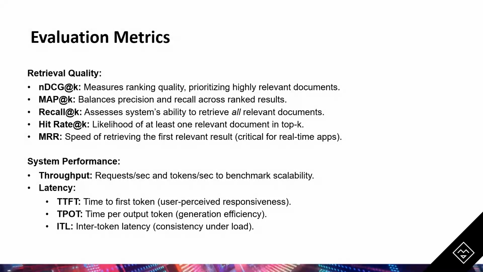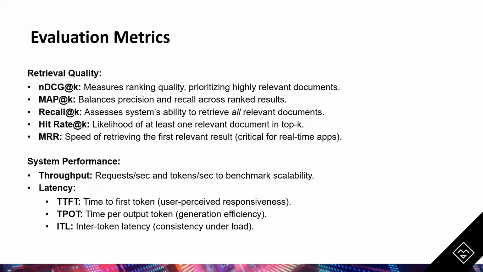When evaluating retrieval systems, we must measure both what we retrieve and how well we retrieve it. Let's break down the key metrics that define retrieval quality. The first one is NDCG, or Normalized Discounted Cumulative Gain. This ensures that the most relevant documents appear at the top of the ranked list. This metric assesses both relevance and ranking quality.